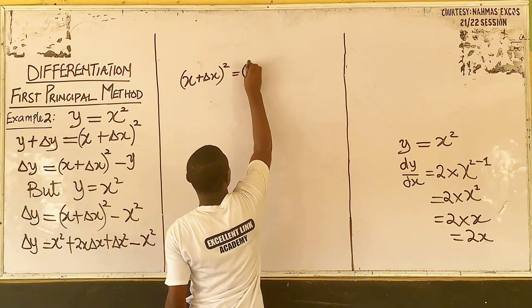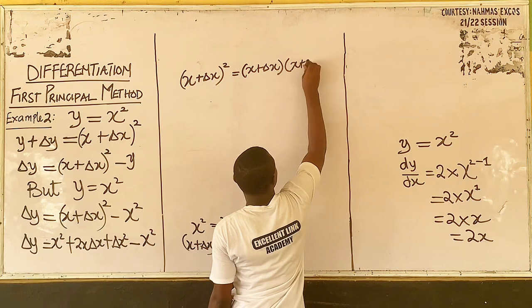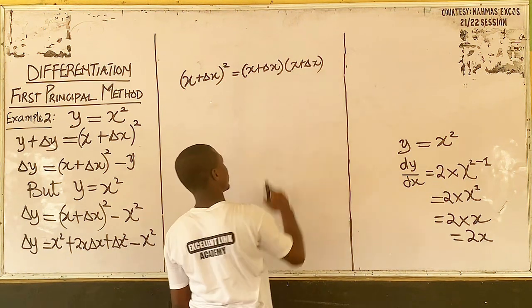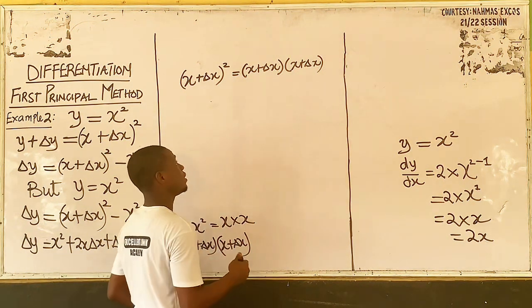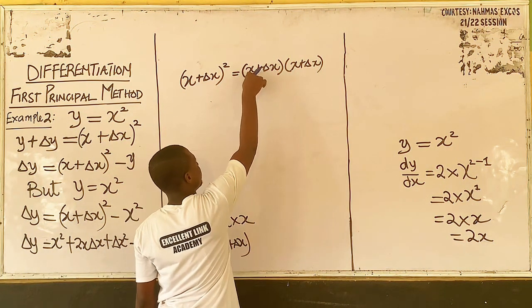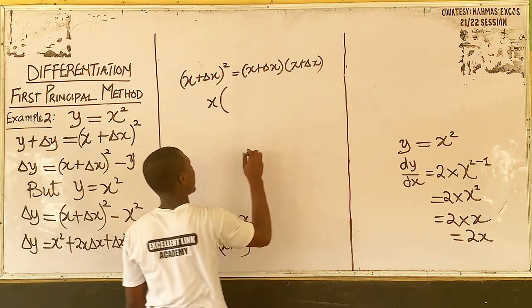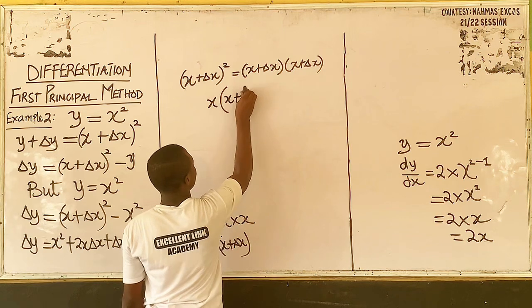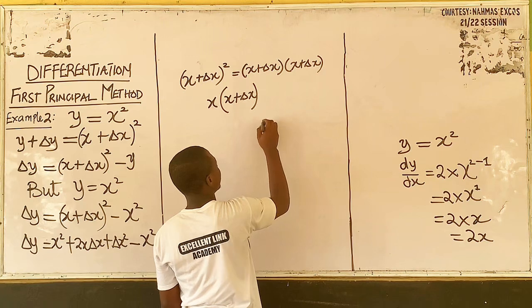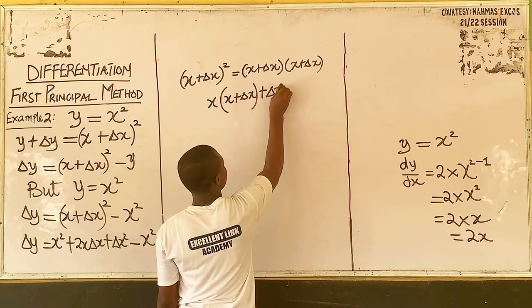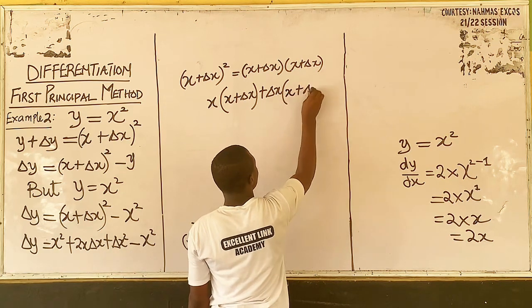So I should be having x plus change in x into x plus change in x twice, right? So how do you expand these two brackets? It's quite easy. The task is to pick out the first term in the first bracket, that is x, multiply by everything in the other bracket, x plus change in x. I'm done with this. Pick out the second term in the first bracket, that's plus change in x, multiply by everything in the other bracket, x plus change in x.